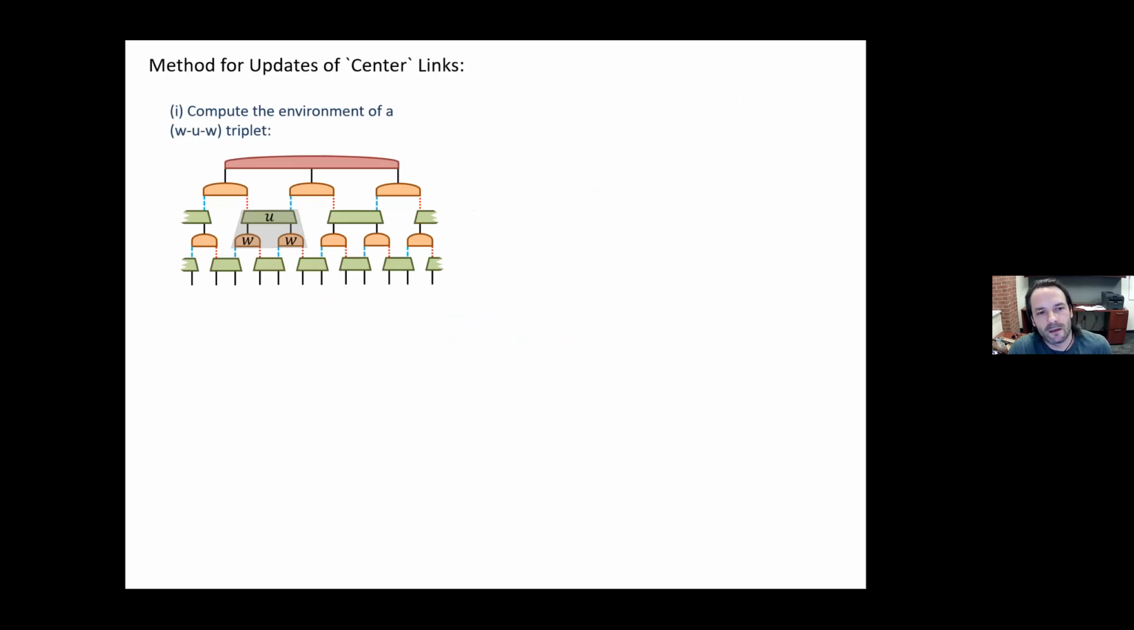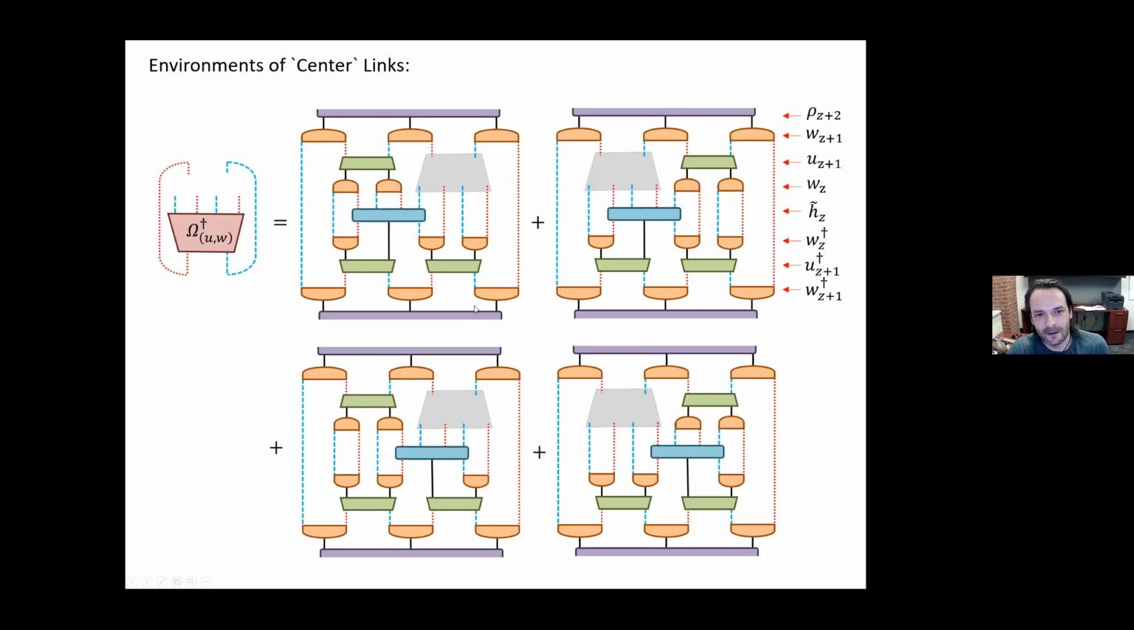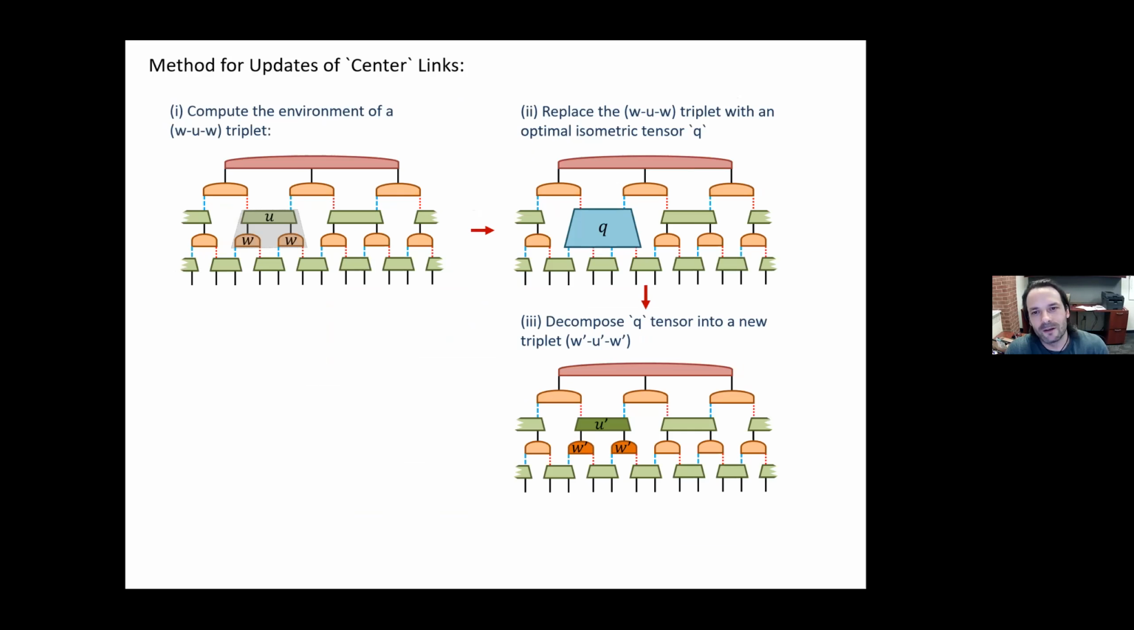Okay, so here we have our mirror. Our first step is to compute the environment of this WUW triplet. So here is the set of diagrams you'd use to evaluate the environment. Things are getting pretty complicated, but throw it in tensor trace and it's actually not too bad. And as I said, I'll talk about the cost of these later on. So we can compute the environment.